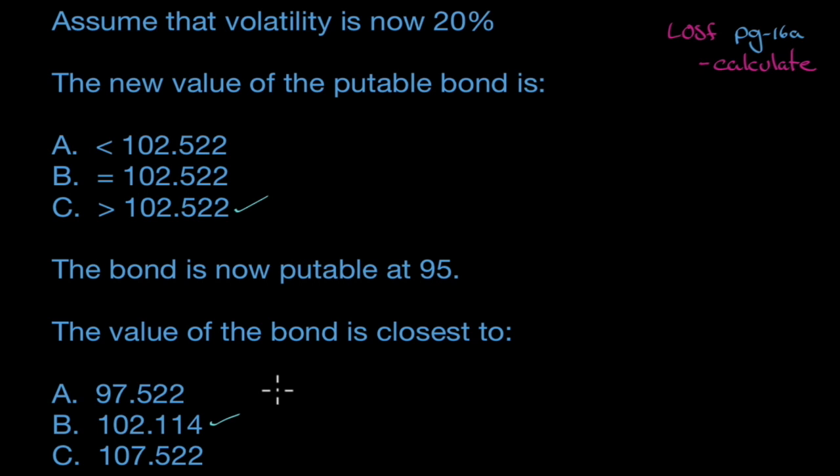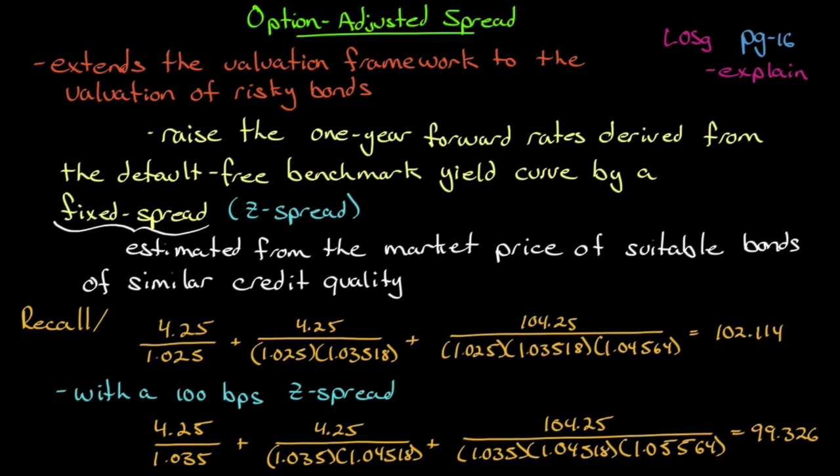We would make no decision at any node that we wouldn't make had we had a straight bond. We wouldn't be putting it at any part of the node, which means it would be the same as valuing a straight bond. The value of the bond is closest to 102.114.